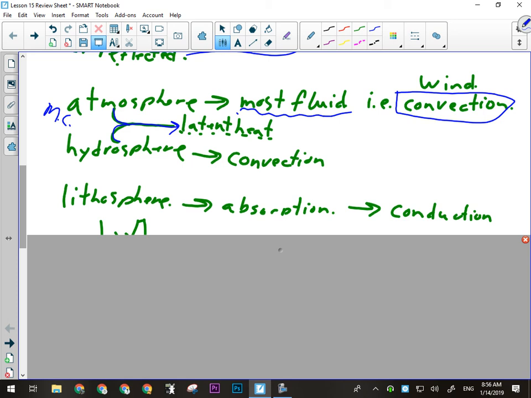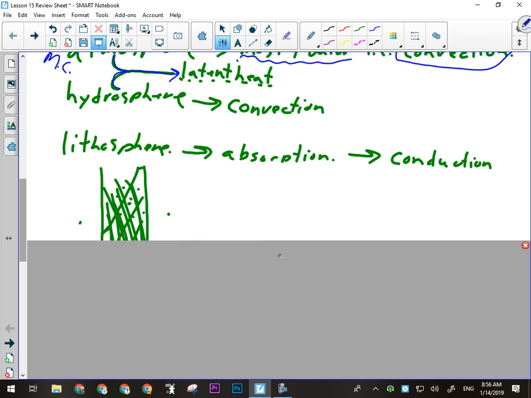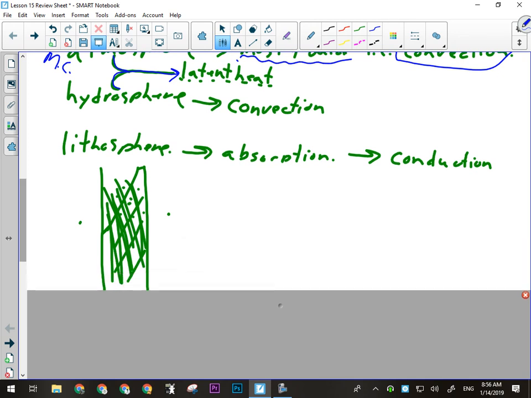I think we didn't talk about that a whole lot, so I'm just going to go over that again here. With convection, the big thing is that convection happens when air is allowed to circulate. Hot air rises, cool air descends. As long as air can circulate, convection can happen.